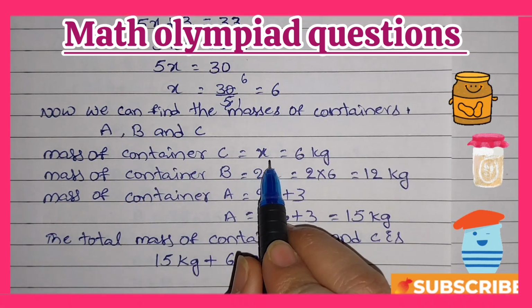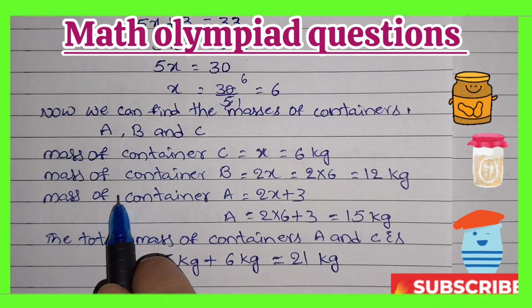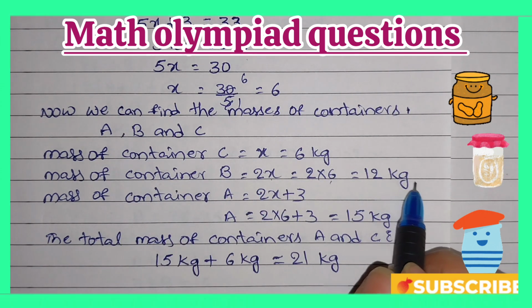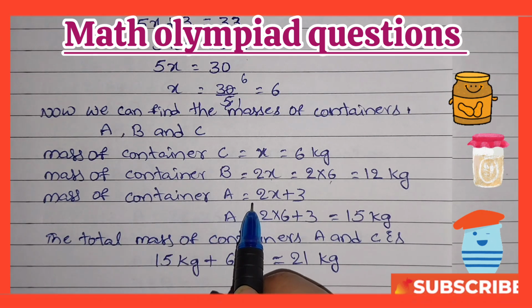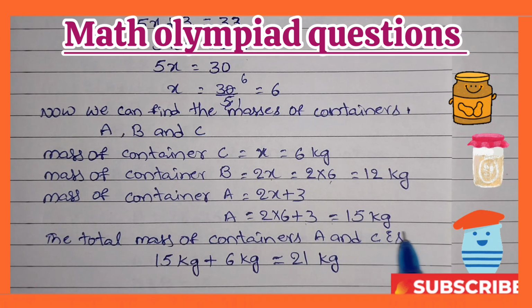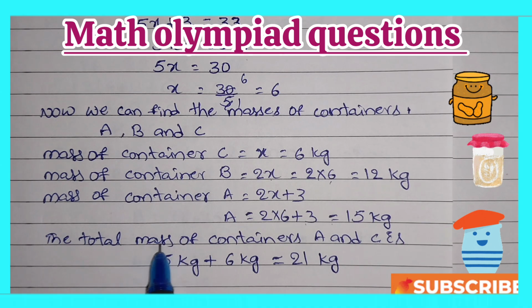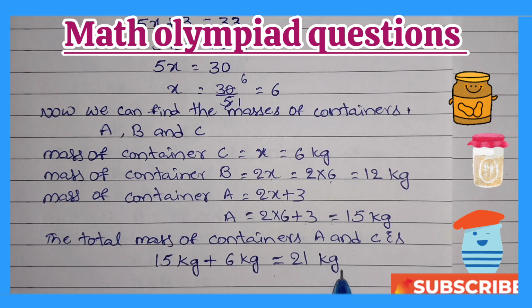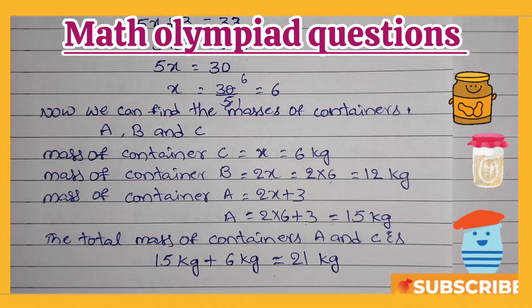Mass of container C equals x, which is 6 kg. Mass of container B equals 2x, 2 multiplied by 6 equals 12 kg. Mass of container A equals 2x plus 3, 2 multiplied by 6 plus 3. 2 sixes are 12, 12 plus 3 is 15 kg. The total mass of containers A and C is 15 kg plus 6 kg equals 21 kg.